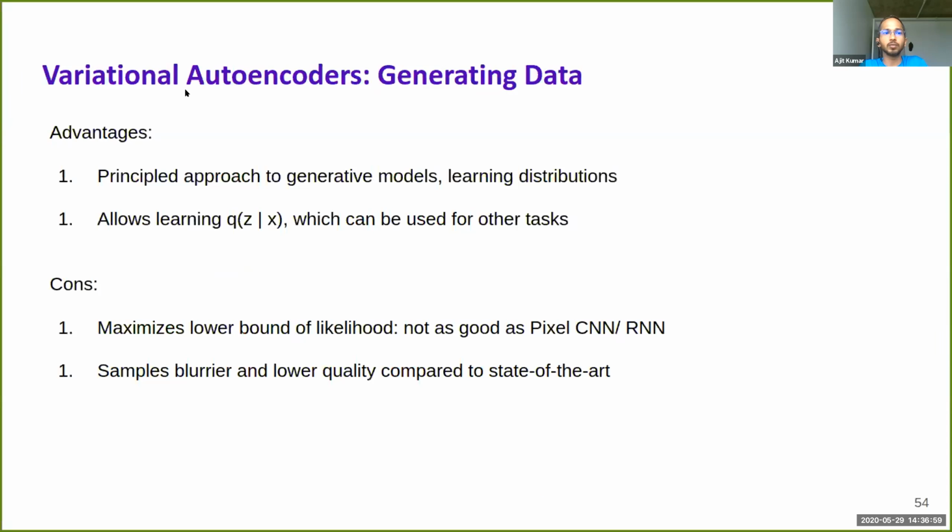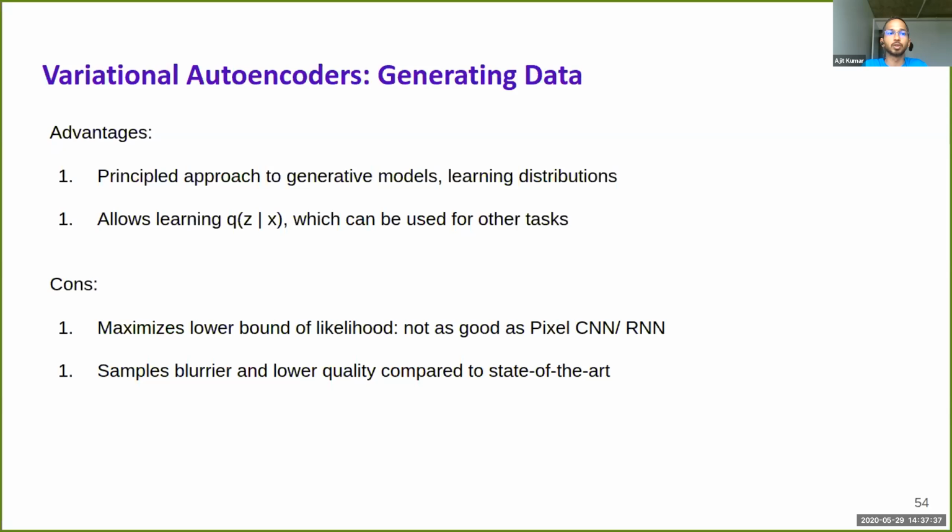Just recapping what we learned about variational autoencoders, the advantage is that we have a principled approach to learning this, and because we are learning the encoder network as well, it can be used for other supervised learning tasks. The drawback is that because we are approximating the whole model, the output images are not as good as the previous models. It is also seen subjectively that the samples are quite blurrier compared to GANs.